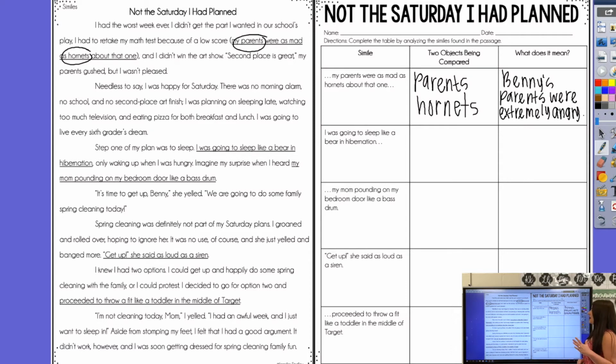I was going to sleep like a bear in hibernation. Remember, these are similes. That's the type of figurative language. They have the words like or as in the phrase, and it means that they're comparing two things. That's why we're focusing on the two objects being compared. I was going to sleep like, there's the word like, a bear in hibernation. We are comparing I to bear. And the actual meaning is that Benny is going to sleep very well or for a long time.